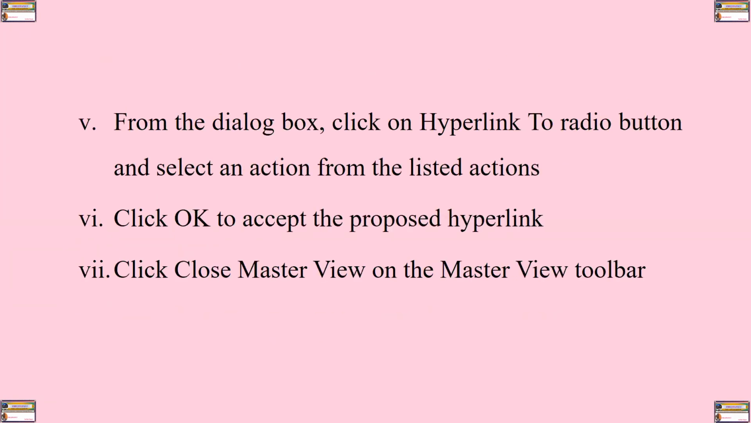From the dialog box, click on Hyperlink to radio button, and select an action from the listed actions. Click OK to accept the proposed hyperlink. Finally, click on Close Master View on the Master View toolbar.